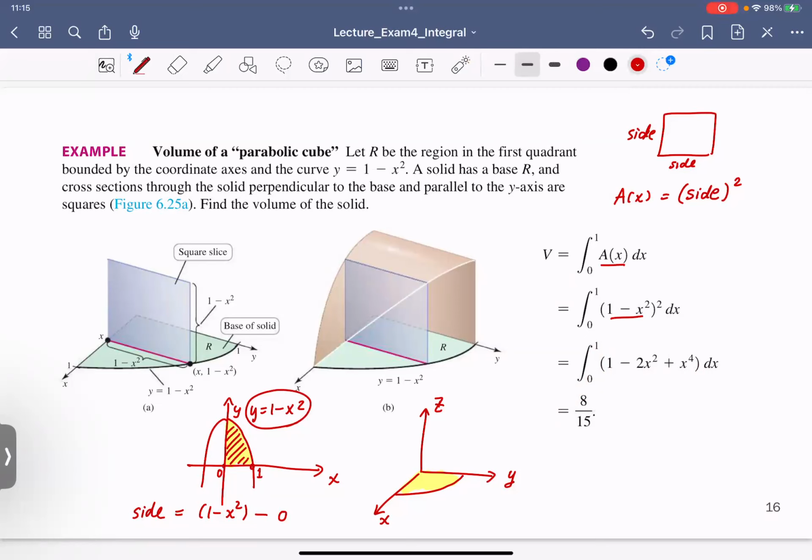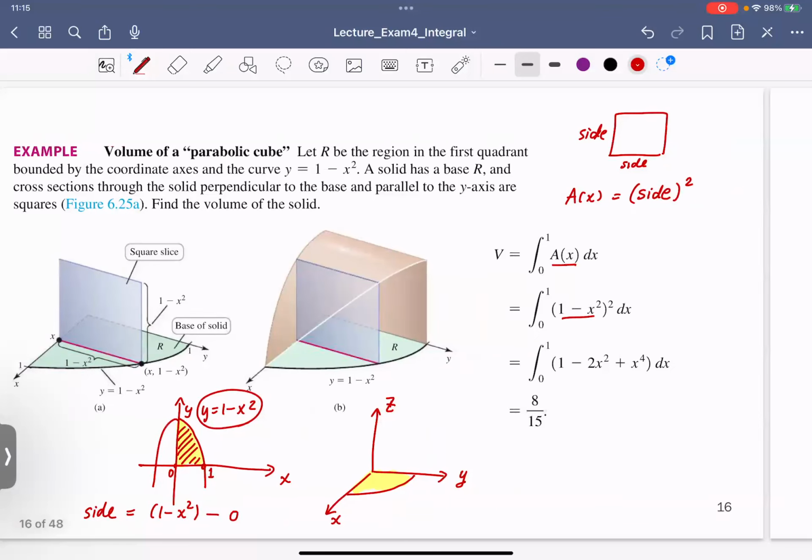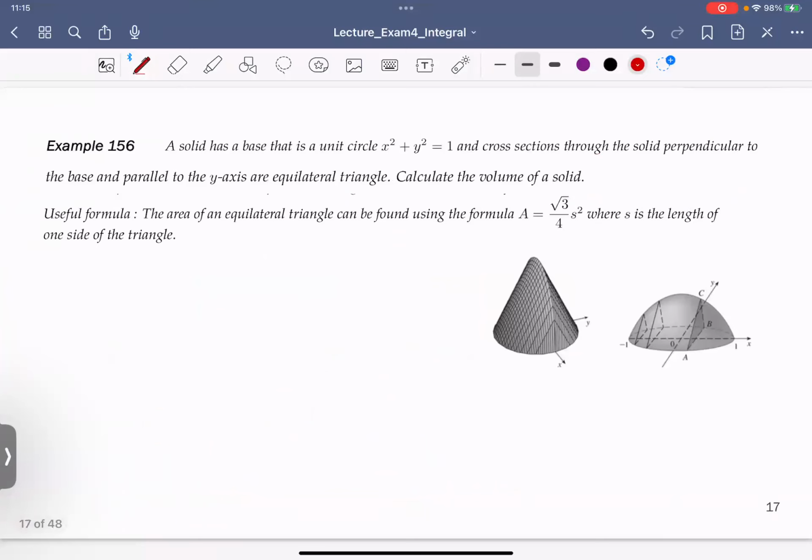All right, so this is the mechanism of the volume by slicing. A little bit hard, but we're going to put everything together and do the example, the blank one. We're going to do the blank one together. All right, so let's do this one together.